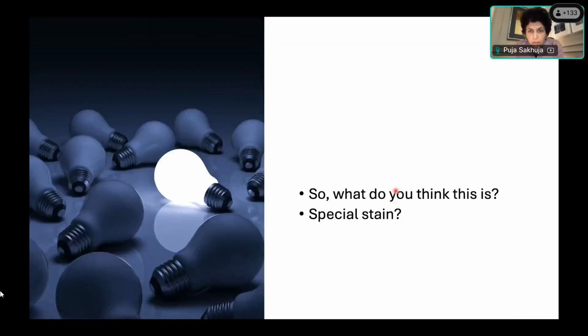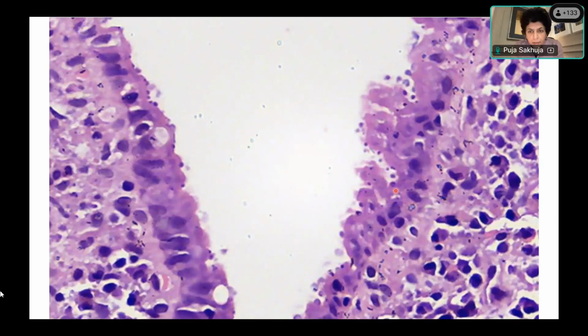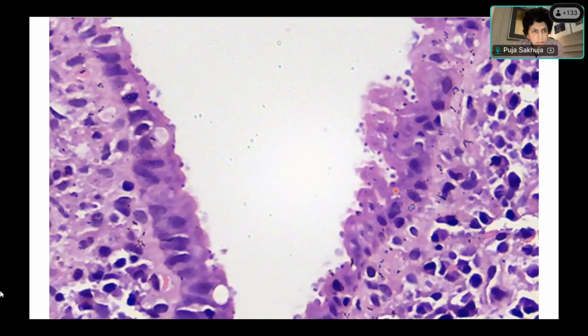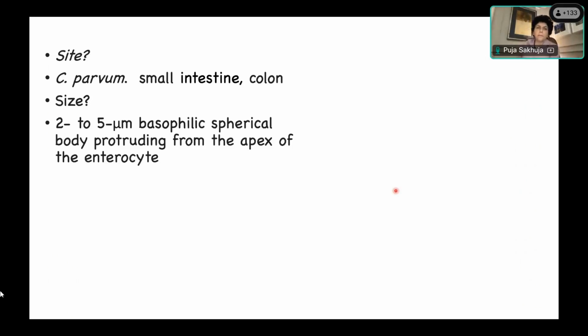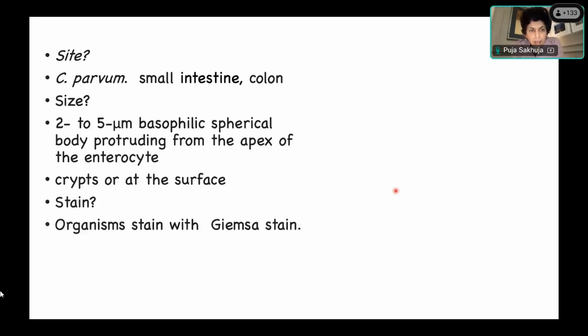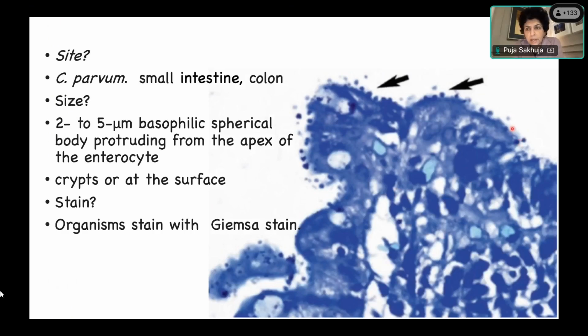Okay. So when you do a Giemsa stain, this is just another higher power to show the organisms. I don't know where the Giemsa stain has gone. Anyway, maybe it'll come later. So this is Cryptosporidium parvum. It's seen in the small intestine and colon, 2 to 5 microns, basophilic, at the apex of the enterocyte. And the stain is a Giemsa stain that we do for it. Okay. This is the Giemsa stain that is done, and it highlights them very beautifully on the surface.